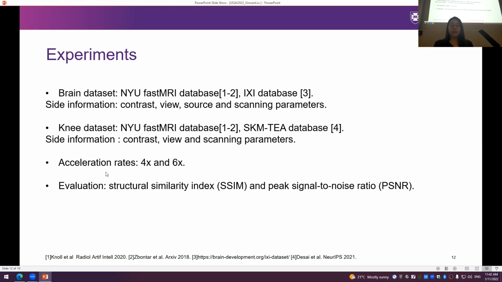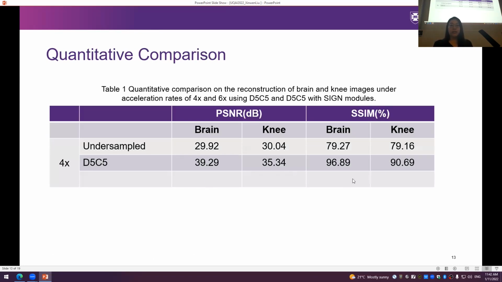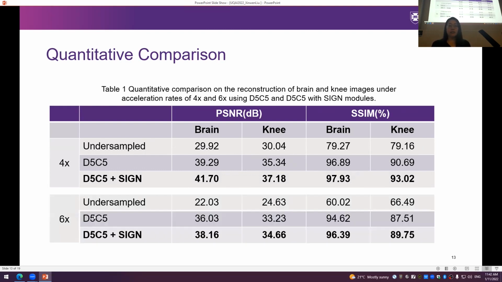And then we conducted experiments on acceleration rates of 4 times and 6 times. We use SSIM and PSNR as our evaluation metrics. Both of these metrics are the higher, the better. So this is the quantitative comparison. The undersampled results are shown in the first row here. By using the baseline architecture, D5C5, we can get an improved PSNR and SSIM. And if we insert the SIGN module, you can see the results are further improved. So this is the case of 4 times acceleration. We also conducted experiments on 6 times acceleration, and we can observe the same trend.